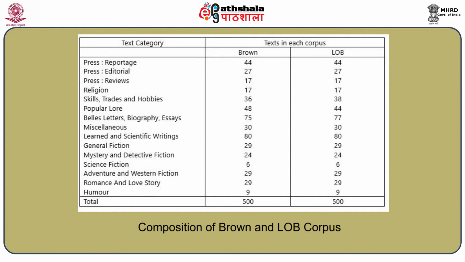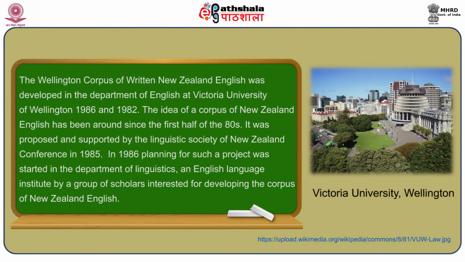A similar attempt was made in the case of New Zealand English. The Wellington Corpus of New Zealand English was developed in the Department of English at Victoria University of Wellington during 1986 and 1992, so within six years' time. The idea of a corpus of New Zealand English has been around since the first half of the 80s. It was proposed and supported by the Linguistics Society of New Zealand Conference in Wellington in 1985.